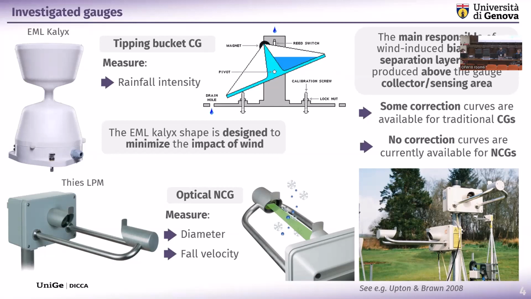The other gauge investigated is a new kind of gauge. It's part of the non-catching type family, and it is an optical gauge that uses a laser beam to measure both diameter and fall velocity of hydrometeors that cross its sensing area. For both gauges, the main cause of the wind-induced bias is the separation layer that is produced above the collector for the EML Calyx or the sensing area for the Thies laser precipitation monitor. For the first kind of gauges, the catching ones, some corrections are available, while for the newer non-catching gauges no corrections are available, even if, for example, for the Thies laser precipitation monitor, literature examples are present of this kind of bias.